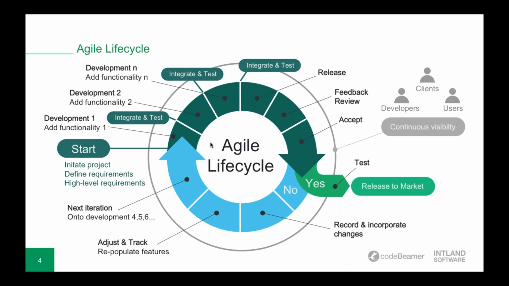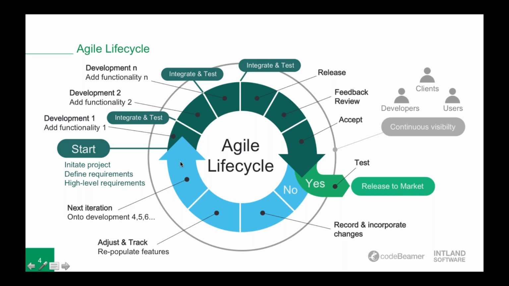So that's kind of like a small waterfall, basically. You have the same steps: defining your requirements in the design phase, development, integration, and testing, just in smaller iterations. After you're complete with that, it is followed with a release, feedback review, and acceptance, and if it is accepted, then after a final integration and testing stage, it is released to the market. If it is not accepted, then you can record and incorporate changes, adjust and track, and go on to the next iteration, and the life cycle starts over.